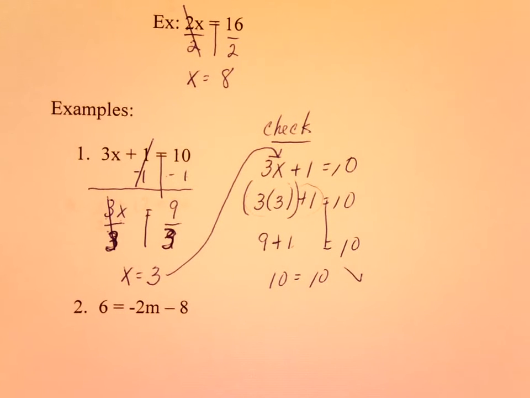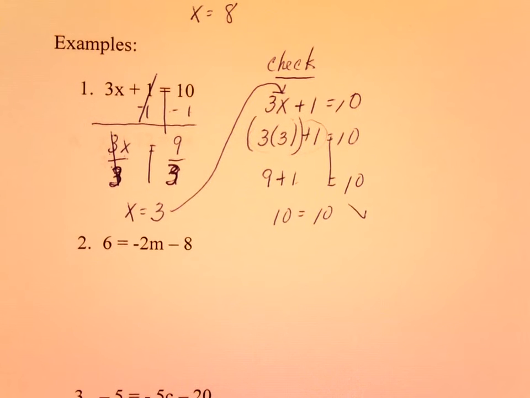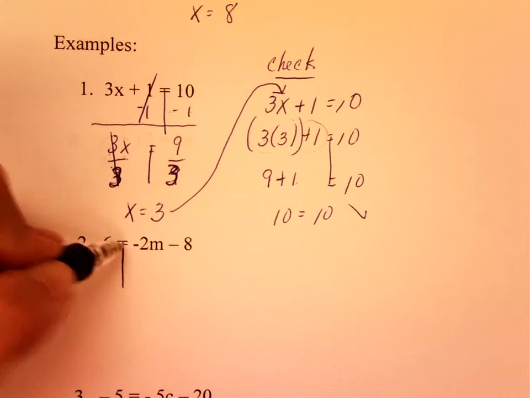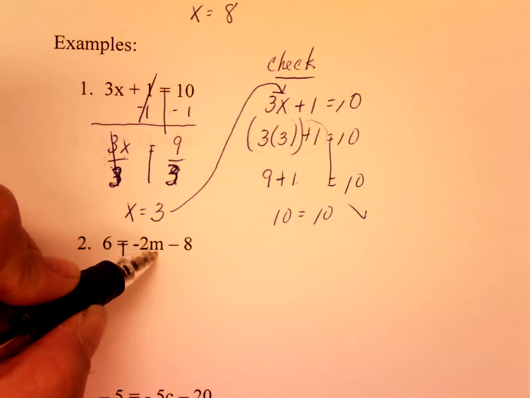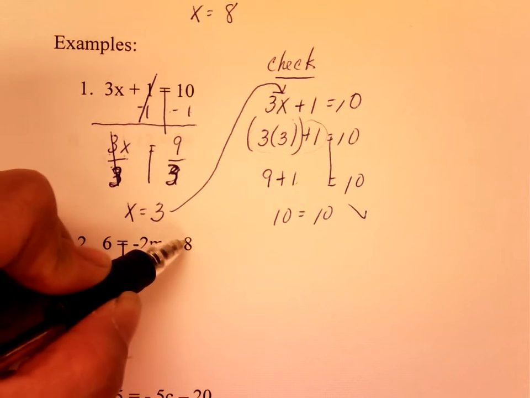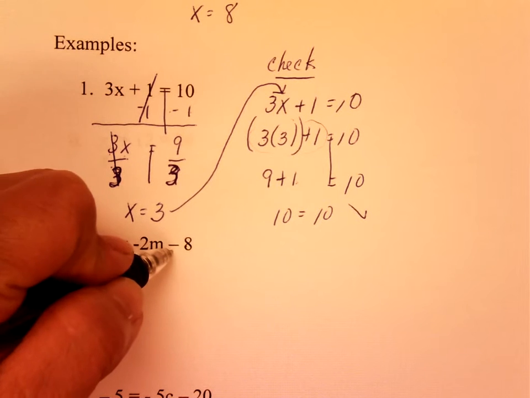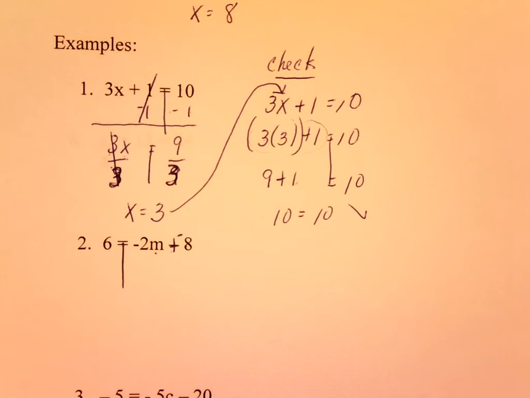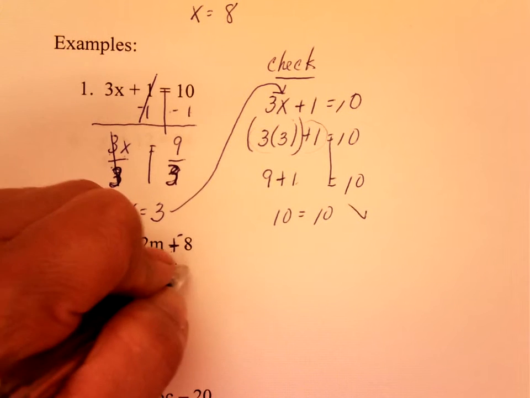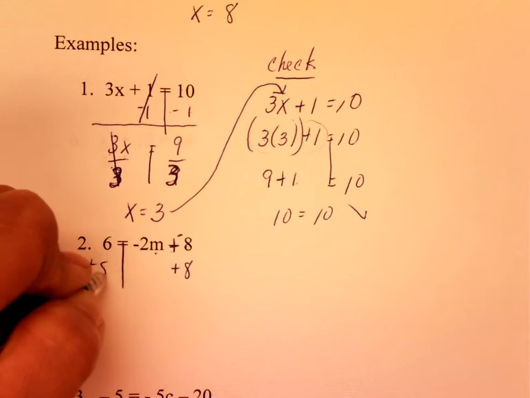All right, let's try number 2 together. Make your line where the equal sign is. Find where your variable is. Here's our variable. Find a number that is not attached to the variable. The number that's not attached is 8. Remember to change your subtraction sign to addition and make this a -8. So you have to get rid of the -8. The opposite of -8 is +8, so you're going to add 8 on both sides of the equal sign.